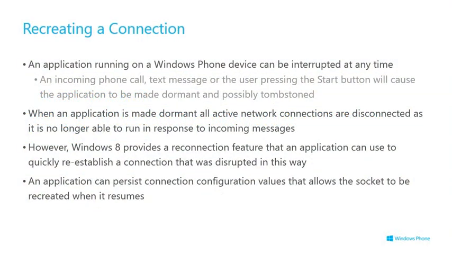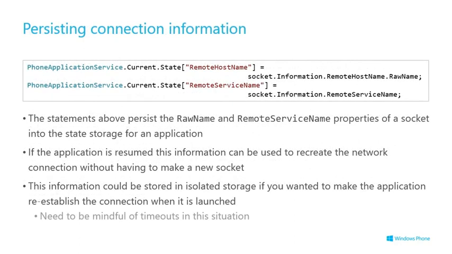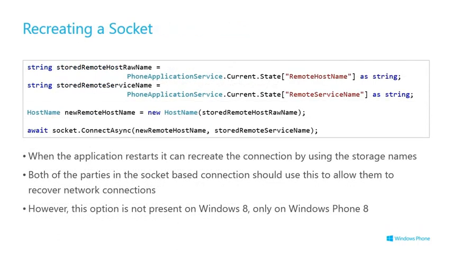There is good support in this for maintaining connection if you get made dormant or tombstoned. So there's a technique for doing this. You need to save in your state dictionary the remote host name and the remote service name when you've got a connection. And then if you get made dormant and get resumed, you can then very easily recreate that stream socket using this code shown here. So you have to just new up a host name using the stored remote host raw name that you get back out of the state dictionary, and then call socket.connectAsync to set that connection up again. So you just need to put that code into your applications to recover from dormant and quickly and easily remake that connection.